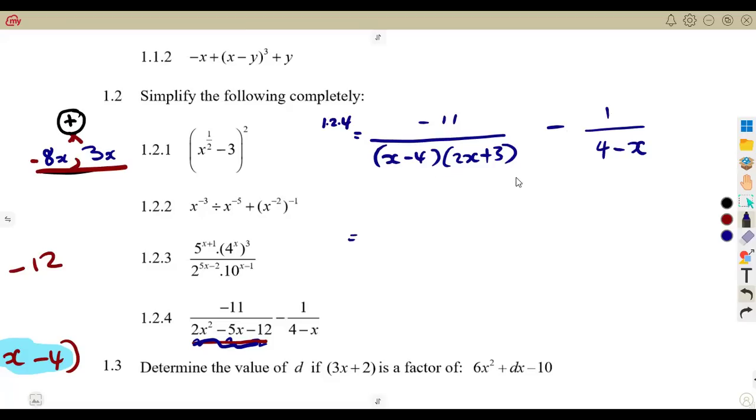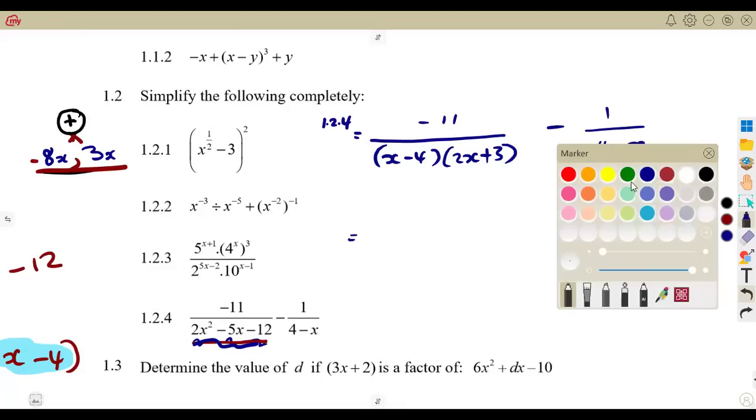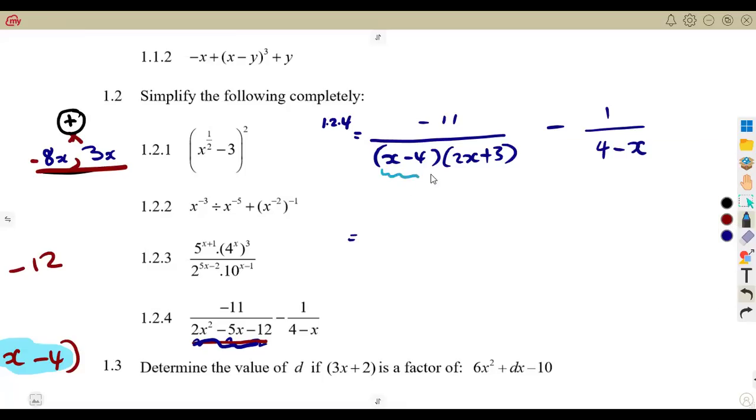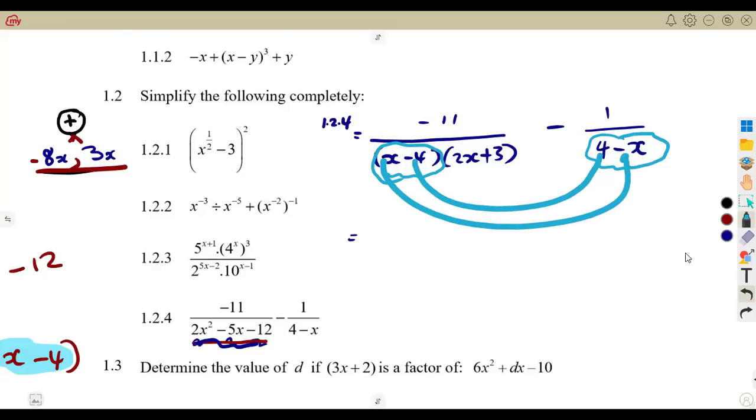And we are supposed to subtract. But we cannot do that because this bracket of x minus 4 and this bracket of 4 minus x can be written in the same way. One can be written in another way to be the same as the other. They are different, as we can see. They are not the same. This is plus x. This is minus x. This is minus 4. This is plus 4.